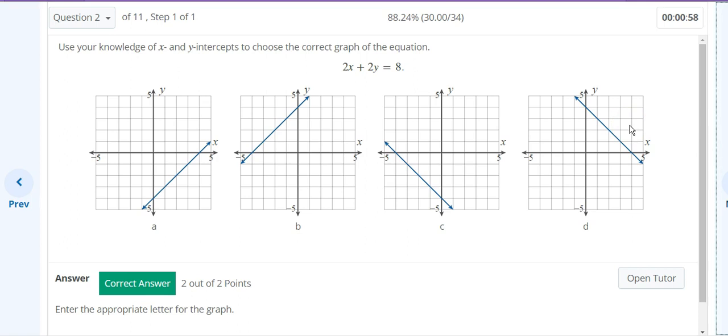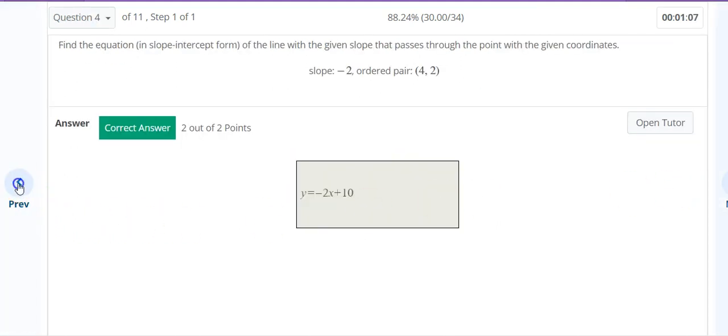Now, for this one, notice we did a class exercise like this one time where we asked you to make an x and y-intercept t-chart. So if x is 0, y is 4. If y is 0, x is 4. And there they are. So the answer to this one is letter D. Let's go on. Oh, went too far here. Let's go back.